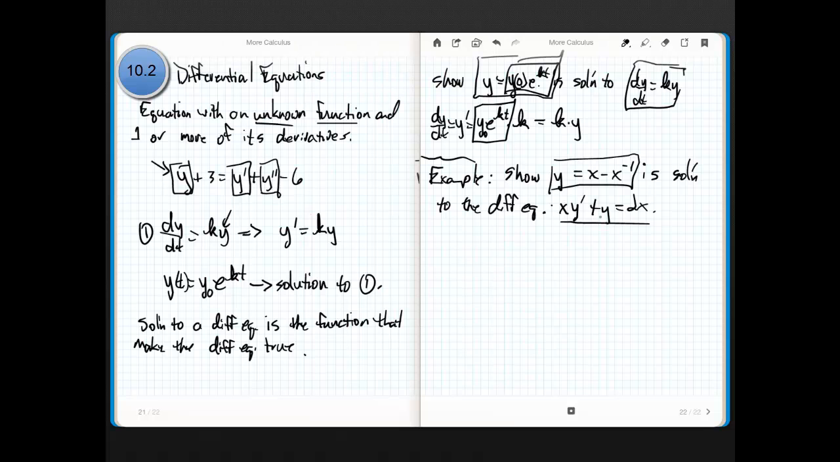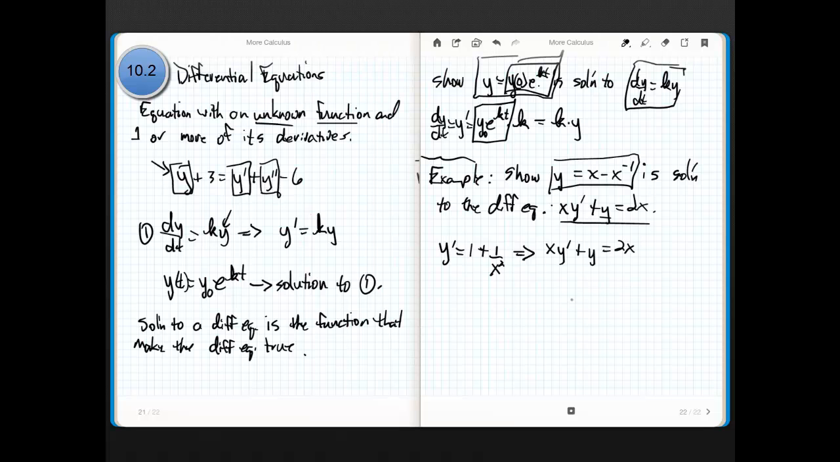To show that it is a solution, notice what I need. I need a y. There's my y right there. I need a y prime. Well, let's find a y prime. If I take the derivative of that, I get 1 plus, right? Now think about that, because the derivative of x to the negative 1 is negative x to the negative 2. So this is going to be plus 1 over x squared, right? Everybody agrees with that? So that implies that x y prime plus y equals 2x.